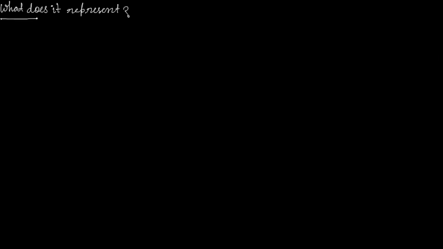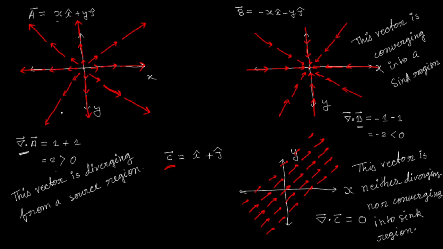What does it represent? What if we take the curl of a vector quantity, what does that curl actually represent? Just like divergence, as we have noticed here, we take the divergence of a vector quantity and get some nature of the vector field. If it is greater than 0, then it will diverge from a source region, and if it is less than 0, then it will converge to a source region. And if the divergence of this vector is 0, then it will neither converge nor diverge.